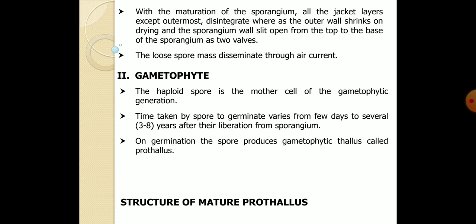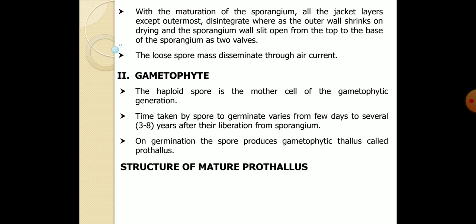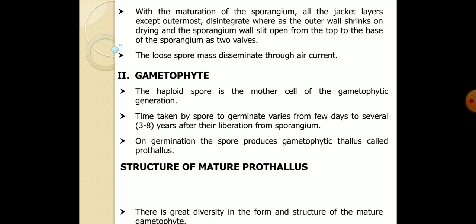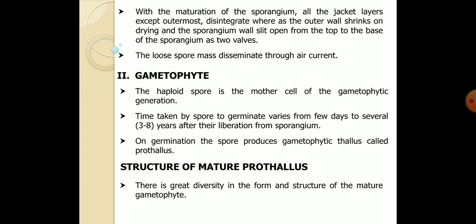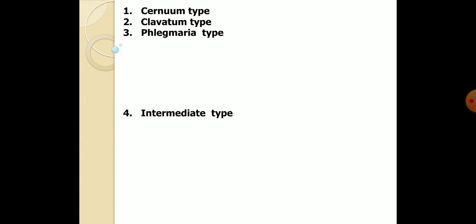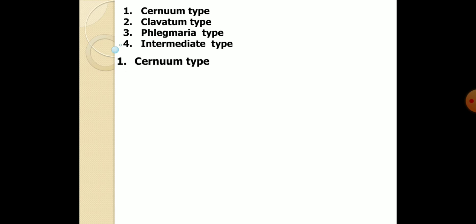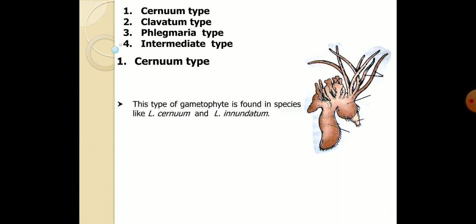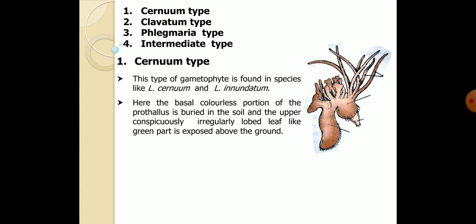Some of the spores will germinate within 3 years, or it may take up to 8 years for germination. Coming to the structure of the prothallus, there is a high diversification and variation in the prothallus structure, and the sporophyte is distinguished from the gametophyte. There are different types of prothallus: the Cernuum type, Clavatum type, Phlegmaria type, and the intermediate type. The first one is the Cernuum type. This is found in Lycopodium cernuum.